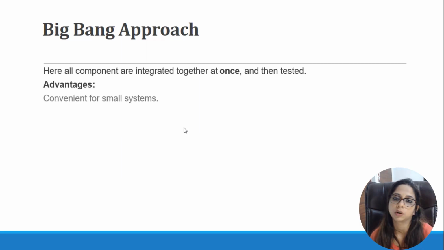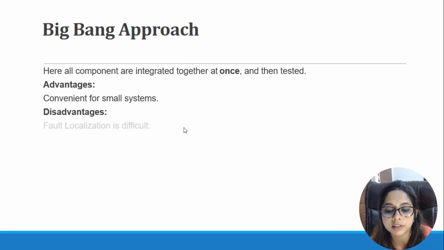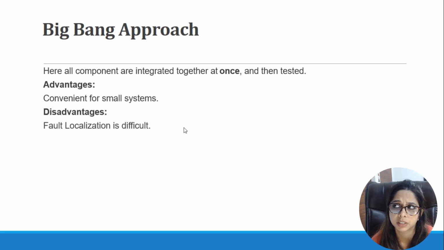Here in Big Bang, all the components are getting developed, and then there is an integration done. The advantage is that it is convenient for a smaller system, because if there is a small system, we can just wait for all the components to get coded and unit tested, and then we'll do a combination quickly, and then a full integration testing. But if the system is large, it's not feasible, isn't it?